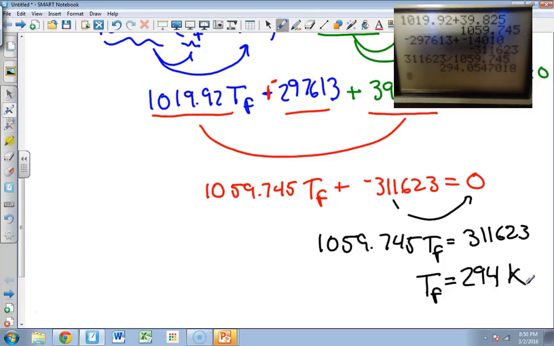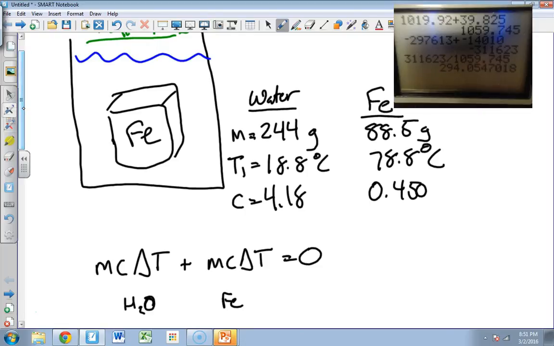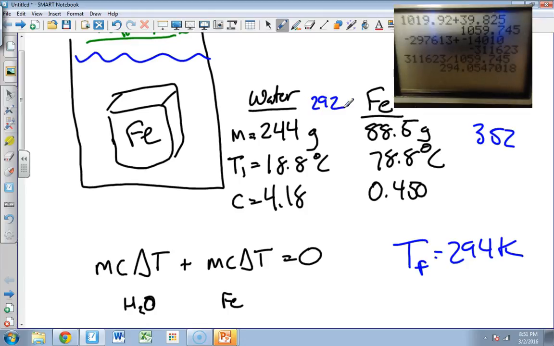Now what's the check? The check, when we do all this crazy math, is to make sure that the temperature falls in between the temperature of the water and the temperature of the iron, because it has to reach a thermal equilibrium. We calculated that TF is equal to 294 Kelvin. What was the initial temperature of the iron? It was 352. What was the initial temperature of the water? 292.